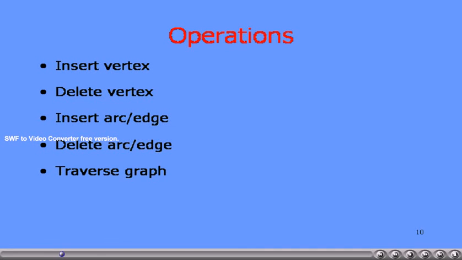Common operations on graphs are inserting a vertex, deleting a vertex, inserting an arc or edge, deleting an arc or edge, traversing the graph, etc. In addition, there are some other problems such as finding the minimum spanning tree, finding the best route, or finding all the best routes, etc.